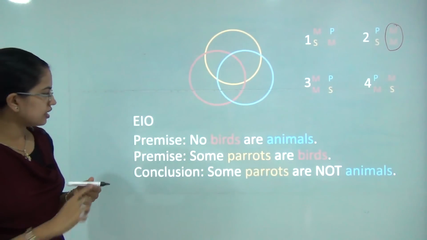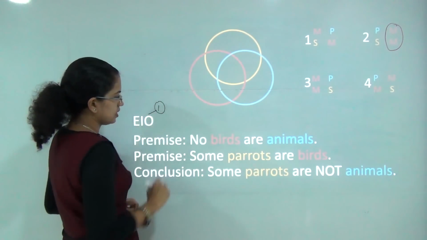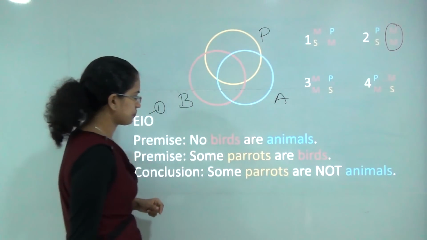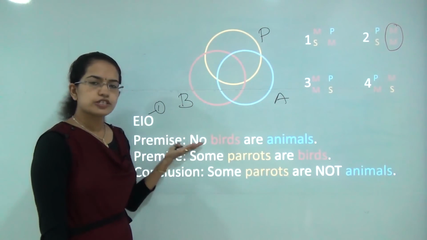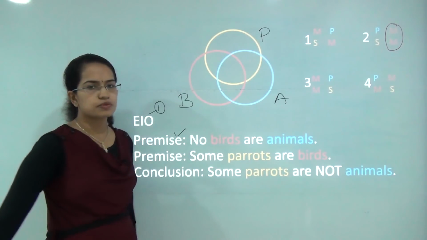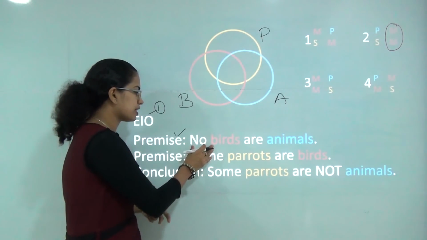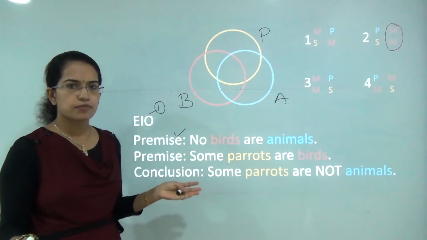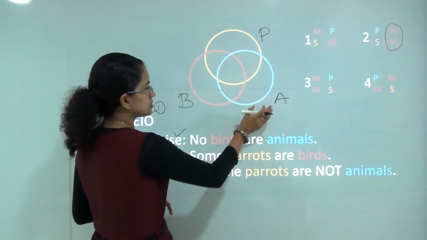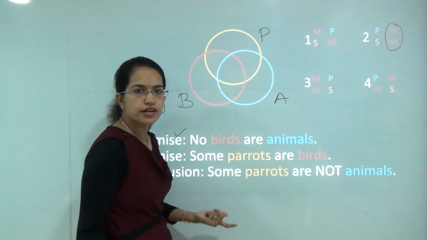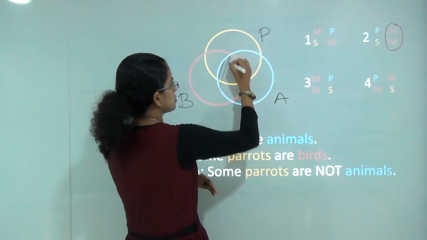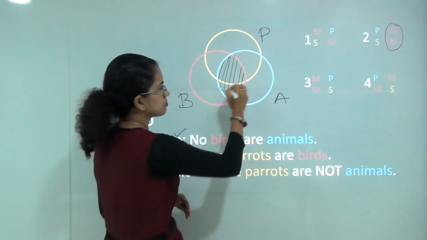So when I am taking EIO case 1, let's see what comes up. This is birds, this is animals, and this is parrots again. Now what should I take? Should I take no or should I take some? So we have a definite answer. I will take the first premise first. And whenever I am taking the universal premise, what I am doing is I am excluding out the regions. So no birds are animals. That means there is no relationship between birds and animals. So this would be the region.